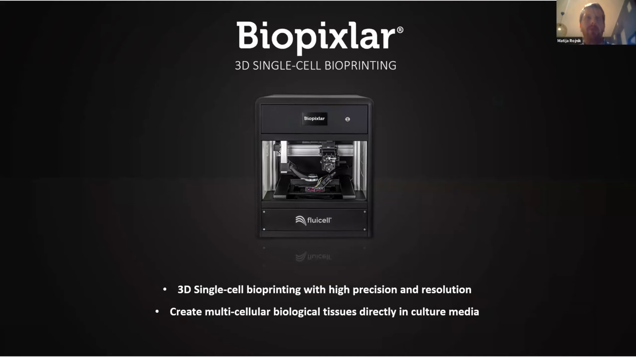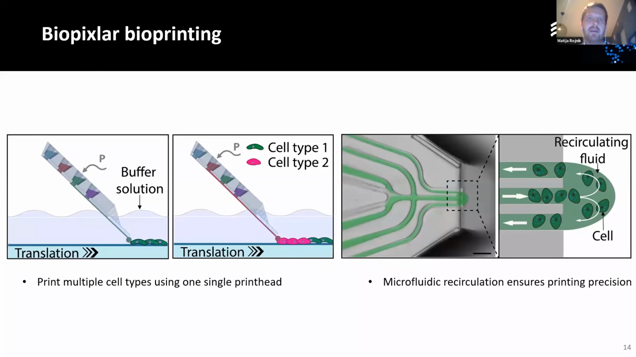Here, what we have done is expand the concept of Biopen by delivering solutions in a very precise way, and now actually delivering cell suspensions through the same principles that apply in Biopen. So with recirculation flow, we can have a cell suspension and deliver cells in a very precise way, down to a single cell level, into the defined area, into the in vitro cell dish.